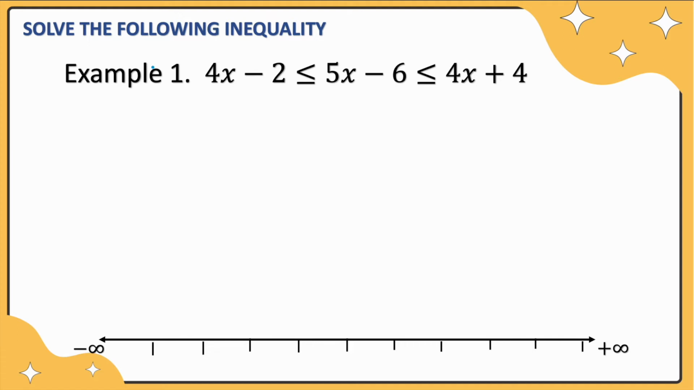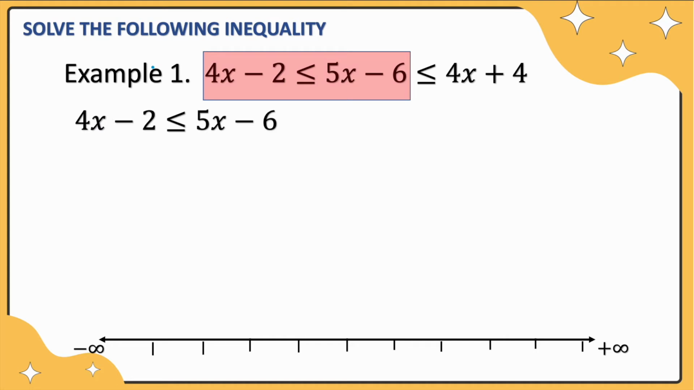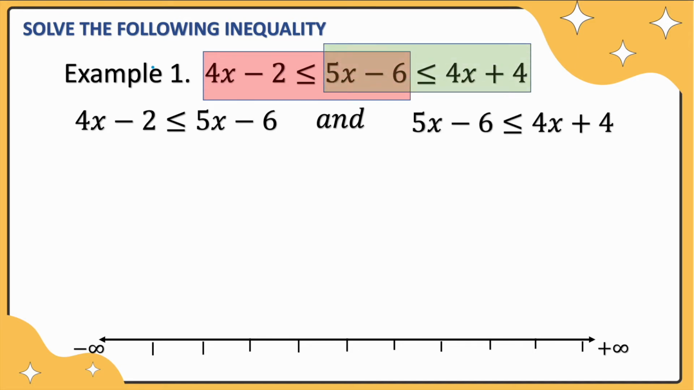So let's look at our example right here, which is 4x minus 2 less than or equal to 5x minus 6, which is less than or equal to 4x plus 4. By solving the inequality, what we're trying to do here is to find all the values of x that would make 4x minus 2 less than or equal to 5x minus 6, and also would make 5x minus 6 less than or equal to 4x plus 4. So basically, we're trying to find all the values of x that would overlap in both the cases.